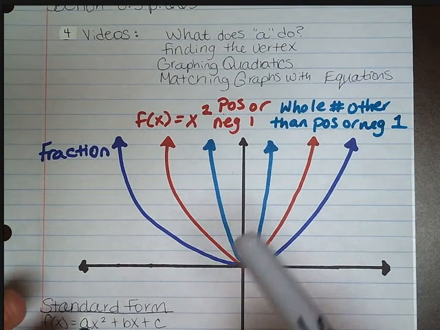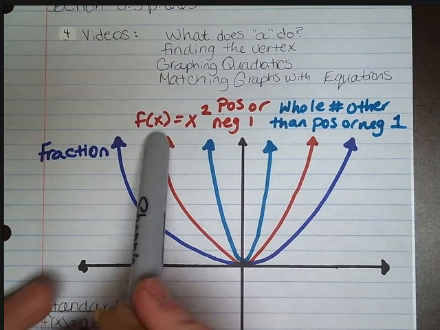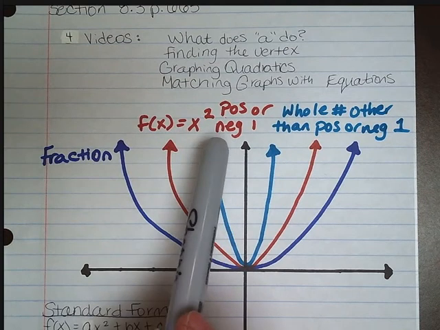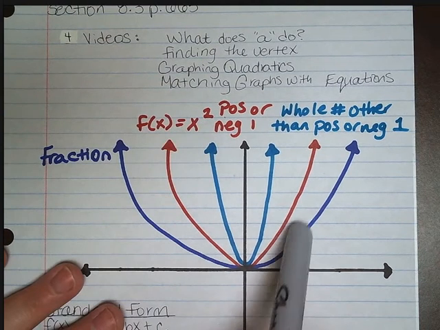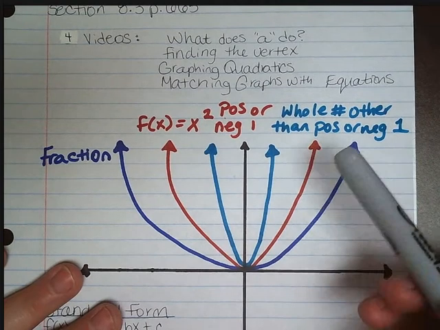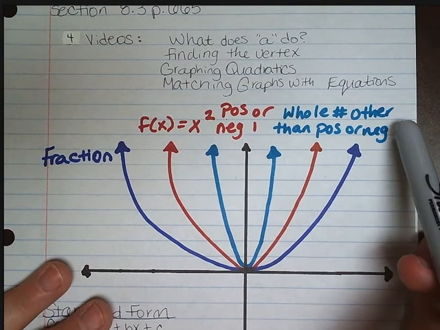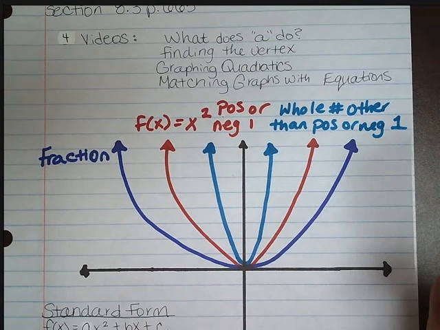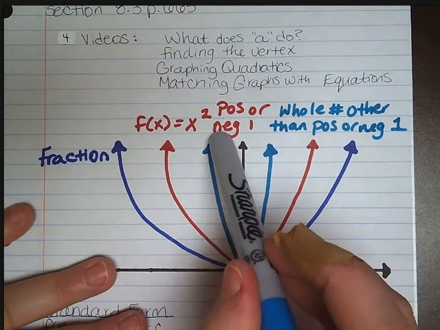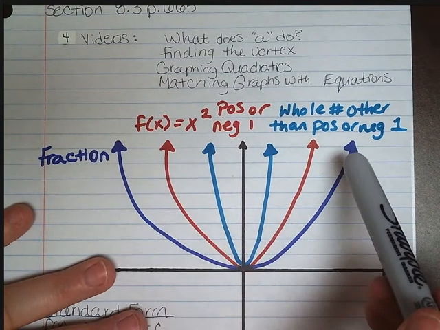So your graph is normally looking just about like this size, and that's if your A value is a positive or a negative 1. Remember, positive says whether it's going to be up, and negative says down. Then, if it's a whole number other than positive or negative 1, so 2, 3, 4, 5, 6, 7, or negative 2, negative 3, negative 4, and so on, then it's going to be a narrow or a skinny graph. And then, if it's a fraction, then it's going to be a wide graph.